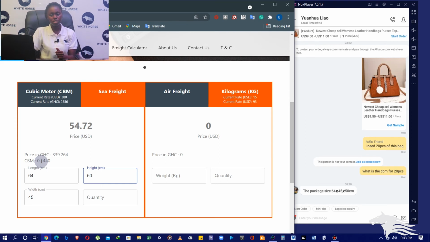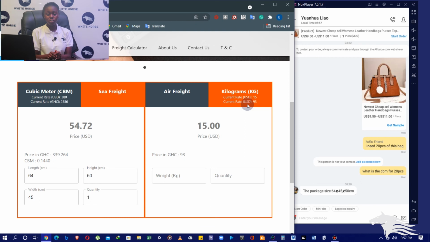That's 0.1440 as we calculated earlier. But the shipping rate here is 380. That's the normal shipping rate. But for our students, it's 350. So when you get your CBM, you go ahead and multiply by the $350 to get your shipping rate. So you multiply the CBM with the $350. That's the rate for the students, and you get your total shipping cost.